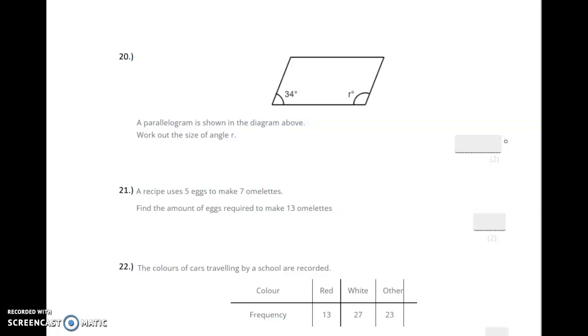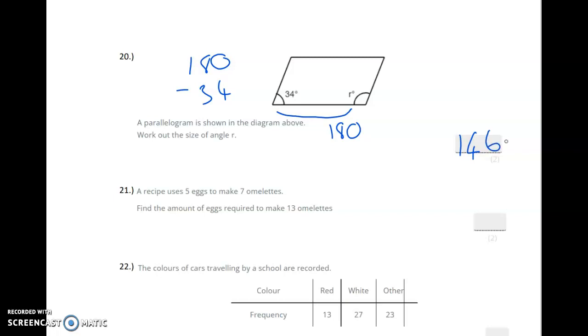Okay, so the third part, we've got a parallelogram here. What's special about a parallelogram is these two sides both add up to 180. So if we know one's 134, we'll do 180, take away the 34, and that leaves us with 146 degrees.